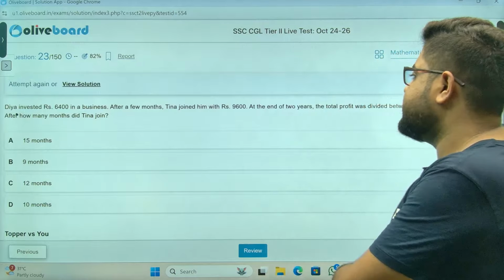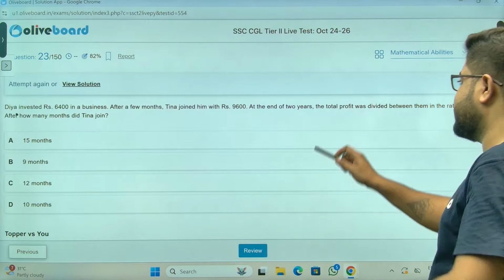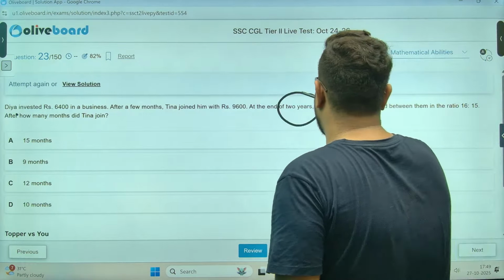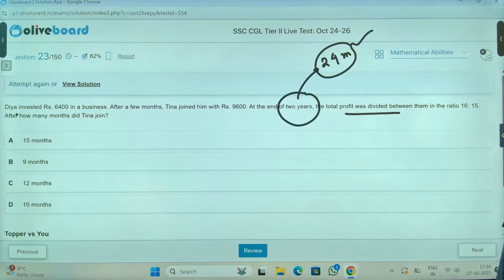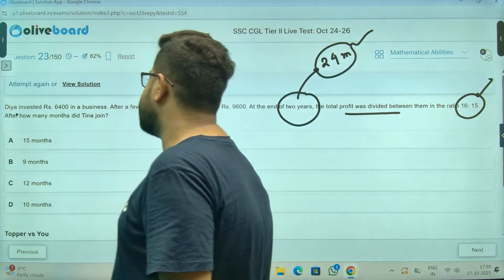Dia invested this much in a business. After a few months, Tina joined. At the end of 2 years, so it was a 24-month business, sir. The total profit is divided in this ratio. Okay, how many months after did Tina join?